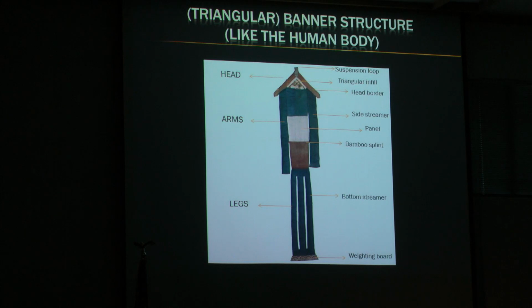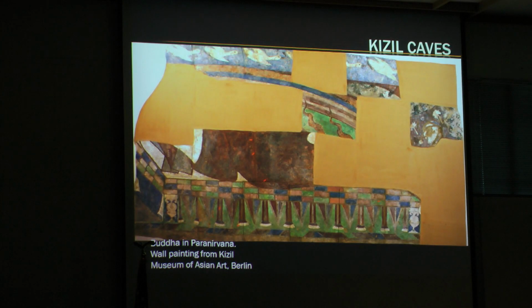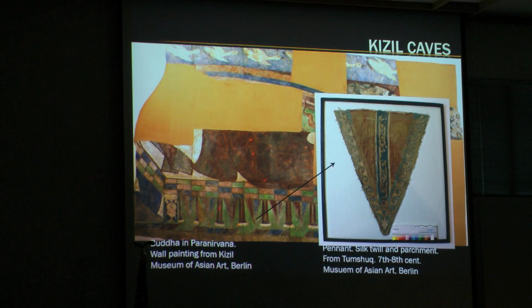Another place that disclosed some interesting and very different textile material, now in the Museum of Asian Art in Berlin, that I analyzed in 2012, is Kizil, and also other caves around Turfan. The pieces are very different from those discovered in Dunhuang. There is one item in particular that I think is important to see, and it is this kind of triangular pennant. As you can see, it is depicted around the bed of what remained of a Buddha in Parinirvana.